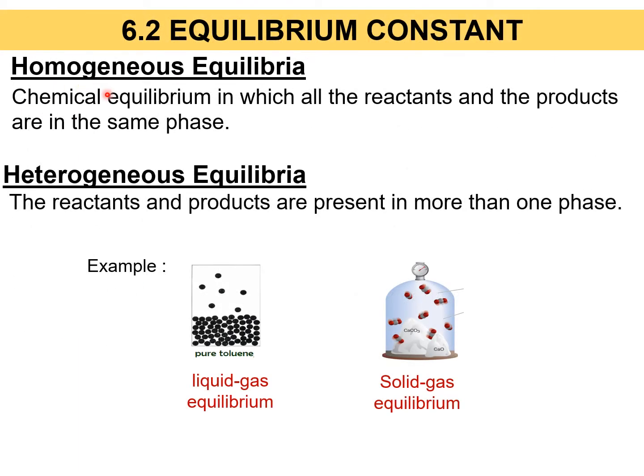So what are homogeneous and heterogeneous equilibria? Okay, homogeneous equilibrium ni ialah chemical equilibrium di mana reactants, let's say you have reactant A and product B, mereka berada di phase yang sama sahaja. Kalau heterogeneous equilibria, reactant dengan produk dia tak sama phase. Contohnya, let's say you have reactant A, produk kamu B, reactant ni contohnya in aqueous phase, B ni in gas phase.